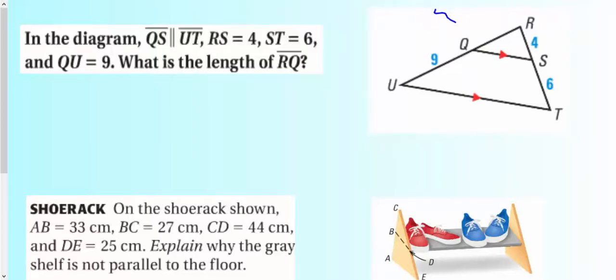Alright, so the lines are parallel, so we can do 4 divided by 6 equals, we'll call this x, divided by 9. There you go.